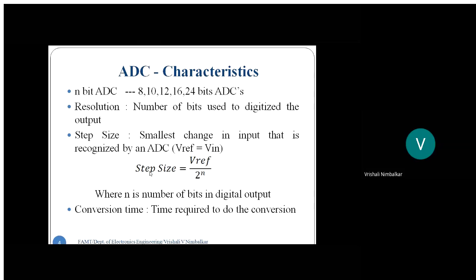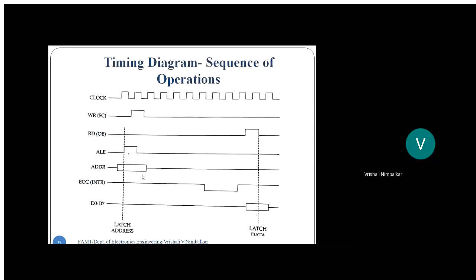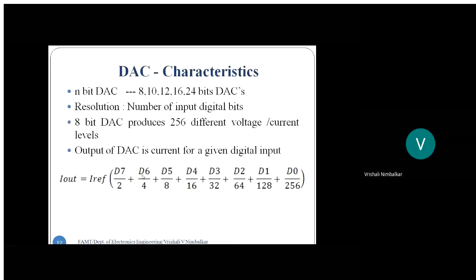Correct? And another way to reduce the step size is the V reference. Smaller the V reference, that is the numerator, smaller the step size, more accurate is the conversion. Right? So the same is applicable for digital to analog converters also. Larger the bit DAC, more number of analog values, it means more accurate is the analog signal.